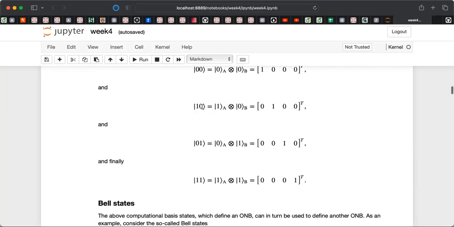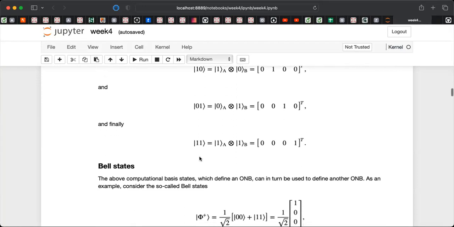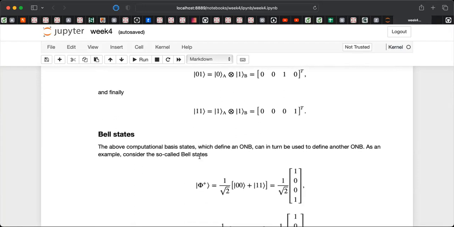Actually, this should be interchanged. So this would be 0, 1, and this should be 1, 0. So we still have some typos here.